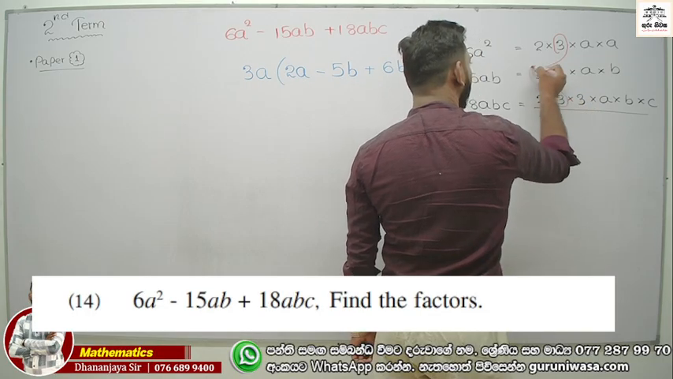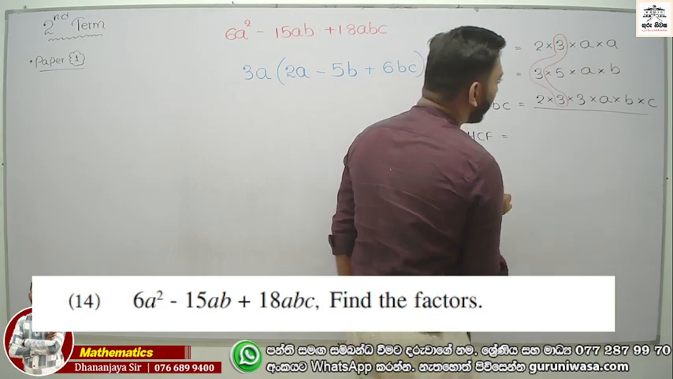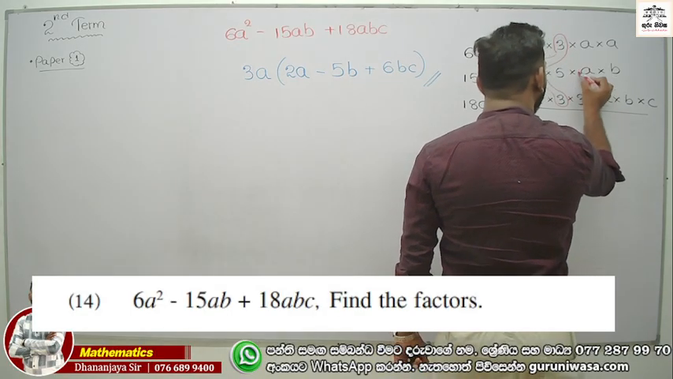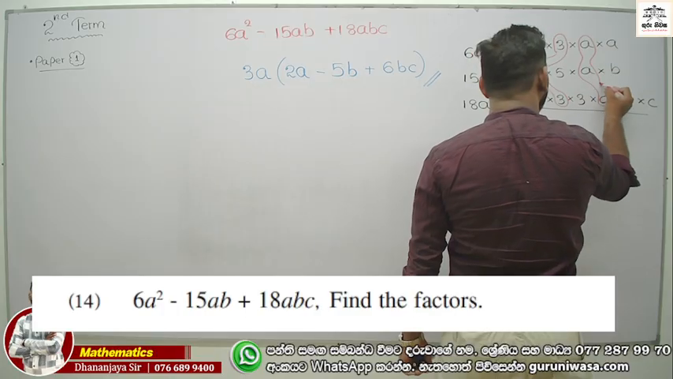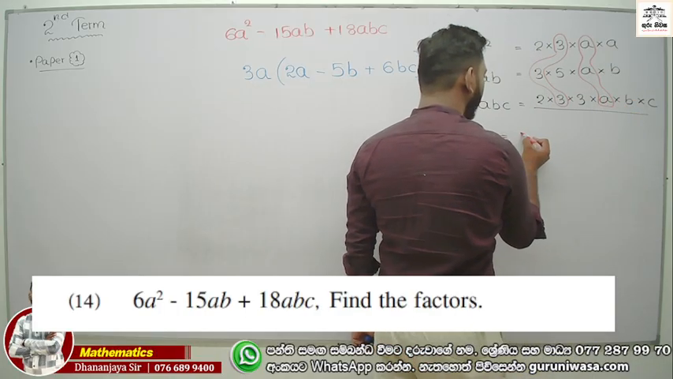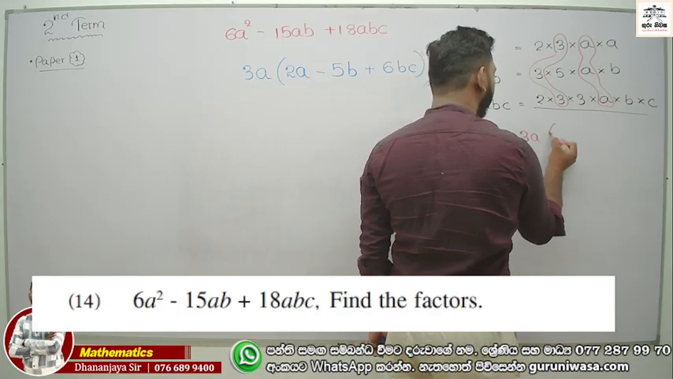Look at this. 3 is a common number, as well as A. A is a common, only that. Therefore, you can write a 3A outside of the brackets.